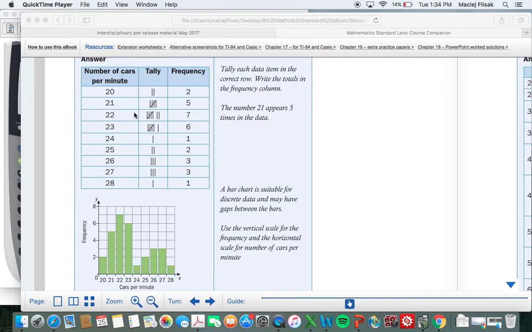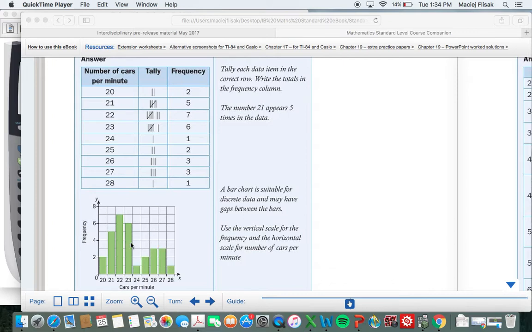That data is discrete data, so it's important to note the difference between discrete and continuous. This is discrete because the number of cars that pass must be a whole number. It can only be 20 cars or 21 or 22. It can't be 20 and a half cars or 20.8 cars. So these are just whole numbers, and that data is not continuous, so it's discrete.